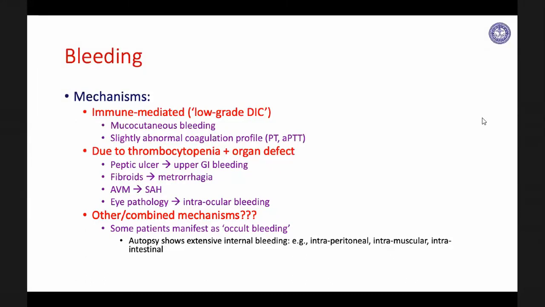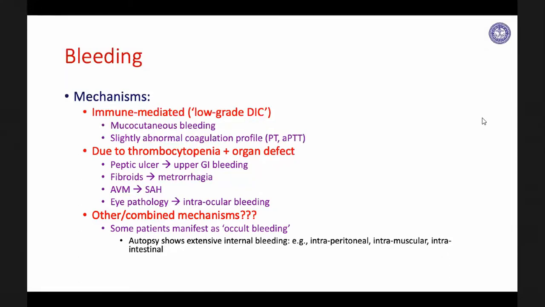The other dangerous thing is if they have an AV malformation in the cerebral circulation. When the platelet count is normal, there won't be a problem. Those AV malformations won't give rise to bleeding. However, when the platelet count drops to low levels, if there happens to be an AV malformation, they can get a subarachnoid hemorrhage, and that's a situation where the patient almost always can't be saved.